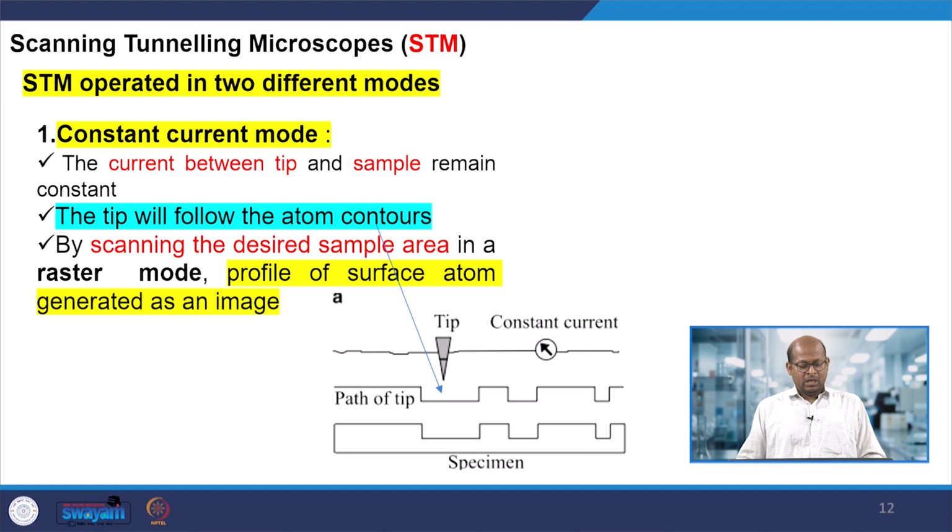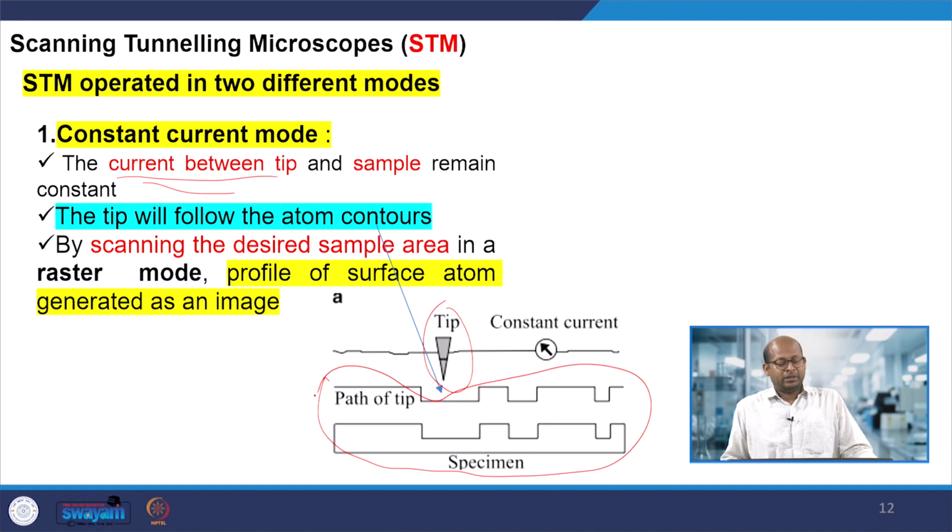So these STM methods may operate in two different modes. One is the constant current mode. In constant current mode, the current between the tip and the sample remains constant. Here this is the tip and this is the specimen or the sample, you can see, and in between these two the current remains constant. Then by scanning the sample in the raster mode that I already have said, we can get the image of that particular material or surface.